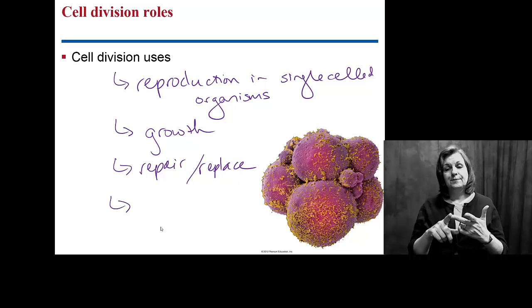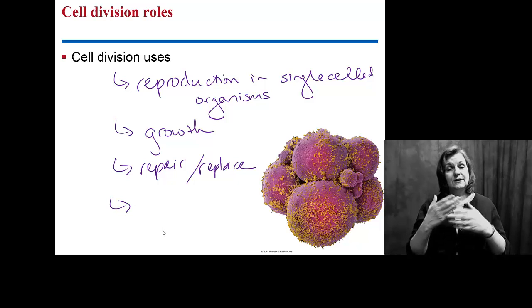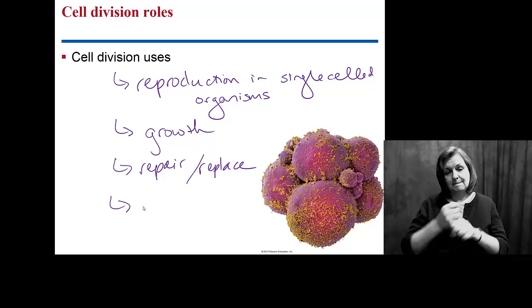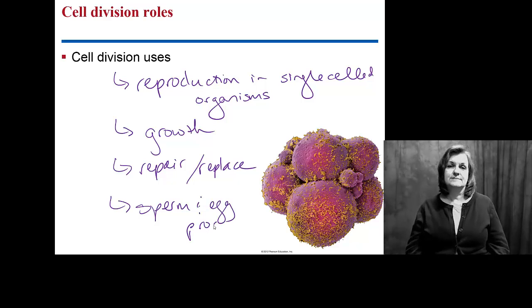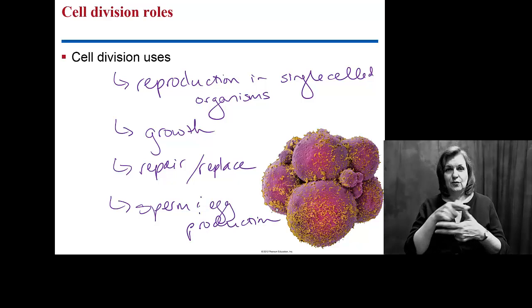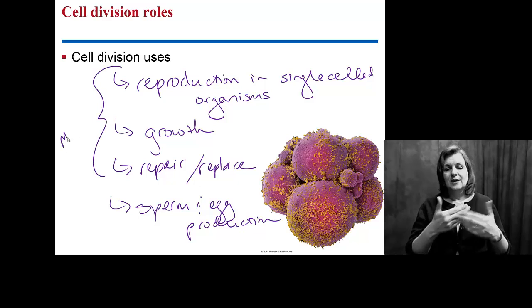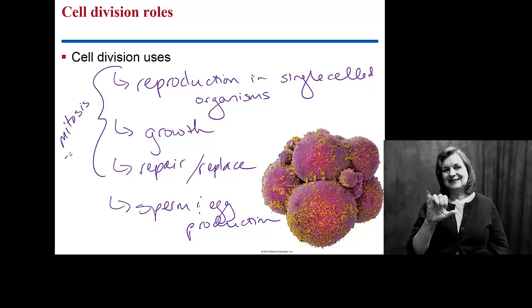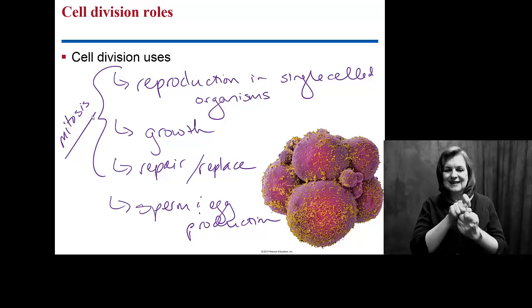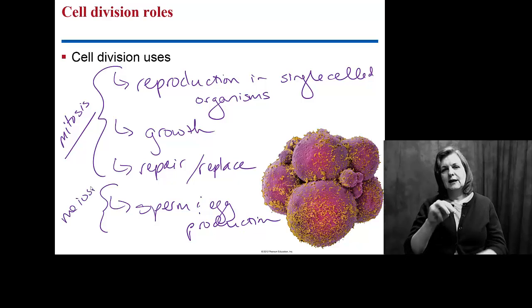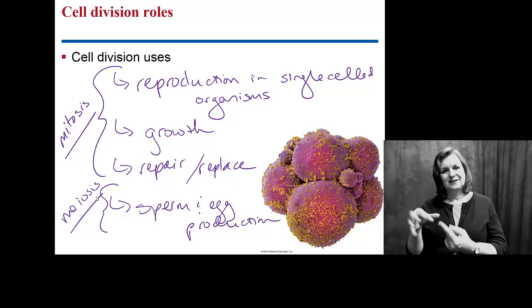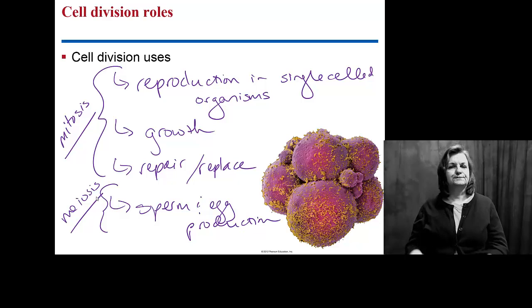We look at it also as a way to start the process for sperm and egg production. So these first three are actually going to be by a process known as mitosis. This is perfect copies, identical replication. Sperm and egg reproduction are going to be formed through something known as meiosis, and we'll look at that as a special process in a little while.